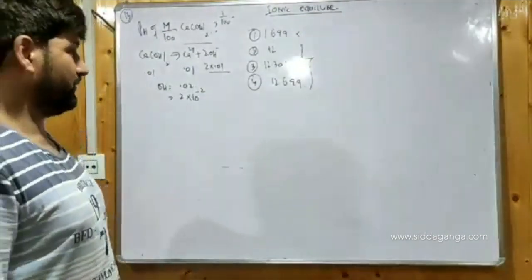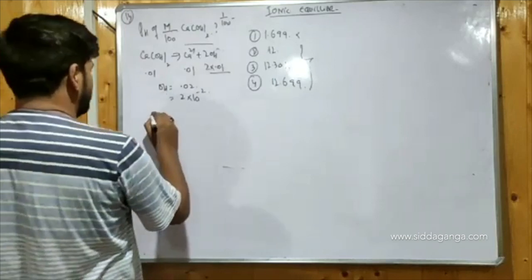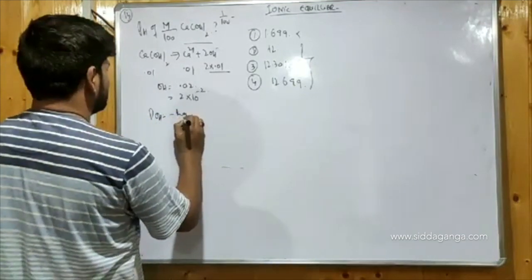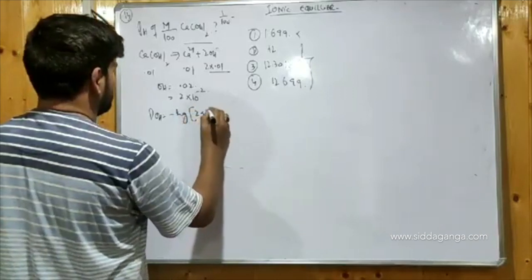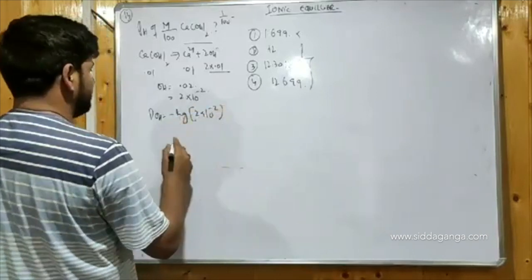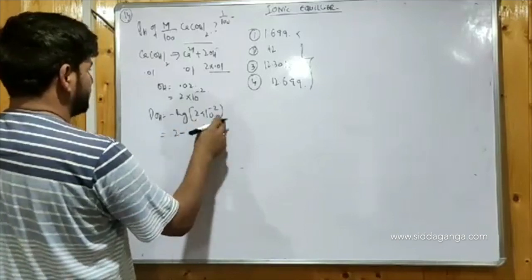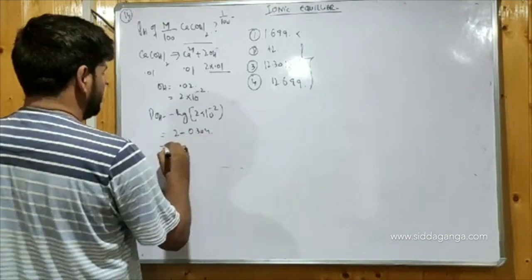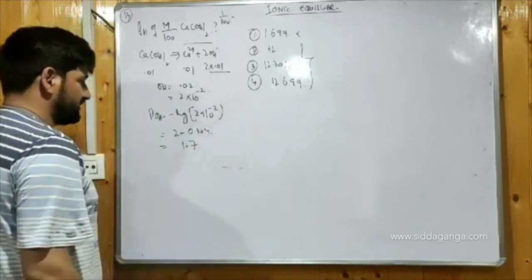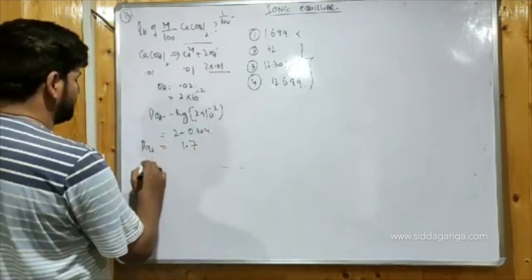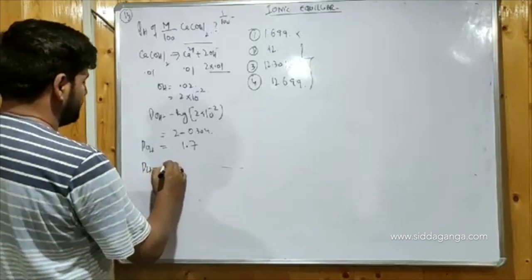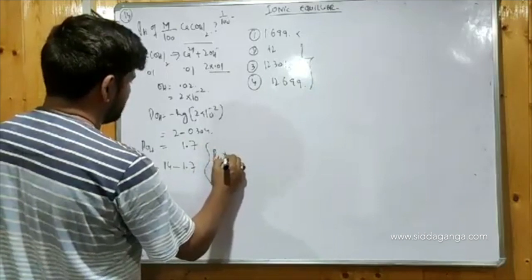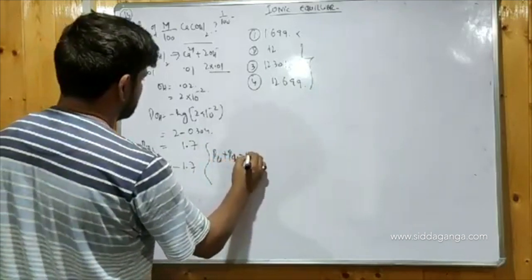Am I clear here? Very good. So we have to find out what is pOH here, equal to negative log of 2 into 10 to the power minus 2. So that will be 2 minus log 2. What is log 2 equal to? 0.301 most probably, and it will come equal to almost 1.7. So pOH is equal to 1.7. What will be pH equal to? 14 minus 1.7, because children, pH plus pOH equals 14.